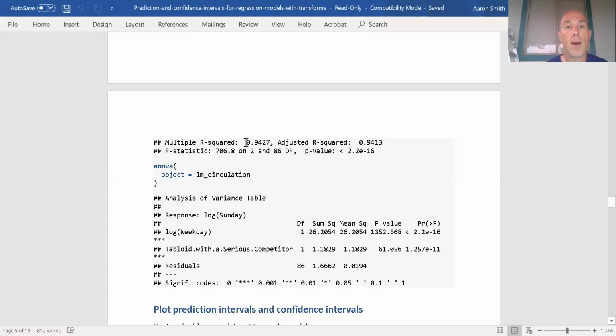And if I look at my R squared, that's pretty good. Also, these are pretty close. And I like to see these close to each other. If they're not close to each other, that's a sign of overfitting.